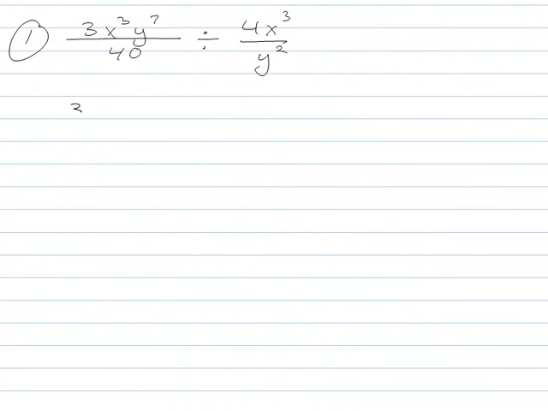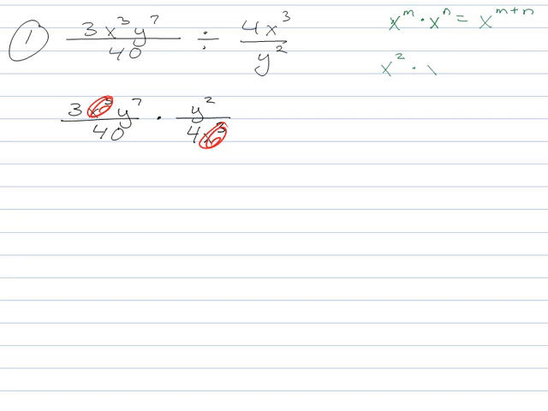The first thing I'm going to do is rewrite this problem. Instead of a division problem, I'm going to make it a multiply by the reciprocal problem. You're going to have to remember your exponent laws here as well. So I've got x cubed divided by x cubed. Those cancel out. Now recall from your exponent laws, if I have x to the m times x to the n, that's the same as x to the m plus n. So if I have x squared times x to the 4th, that gives me x to the 6th.